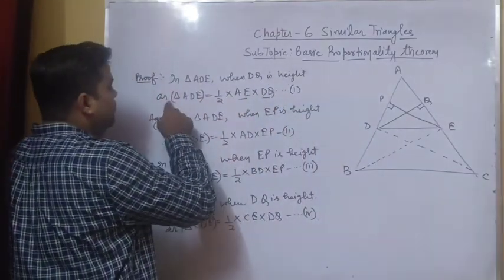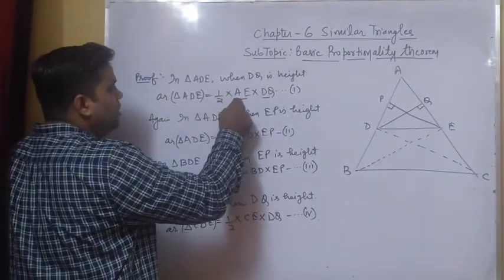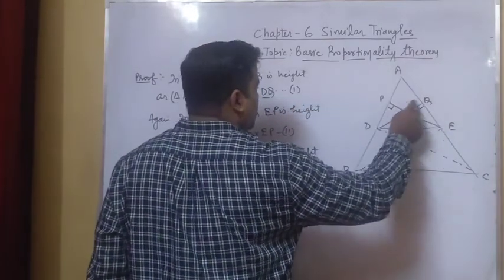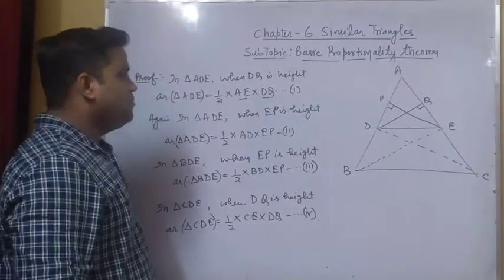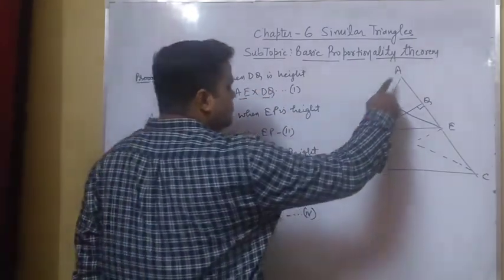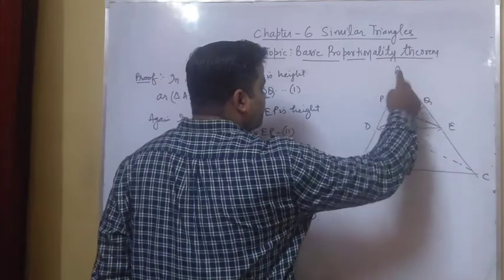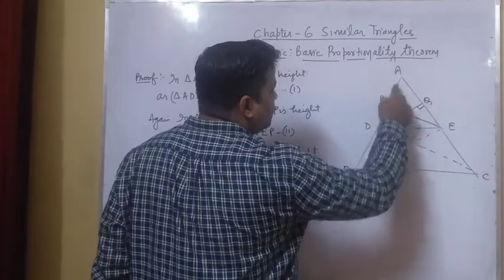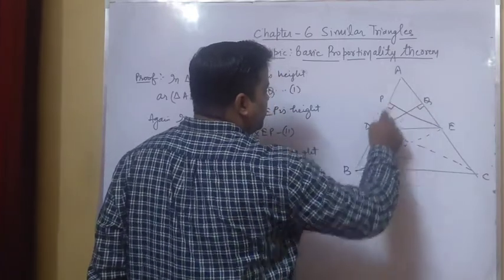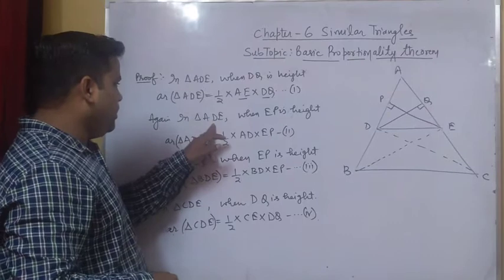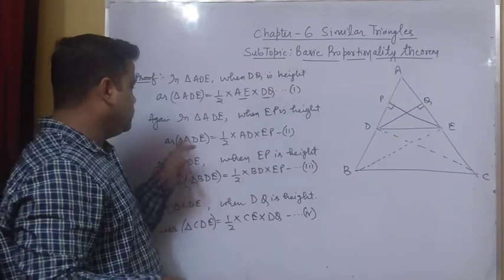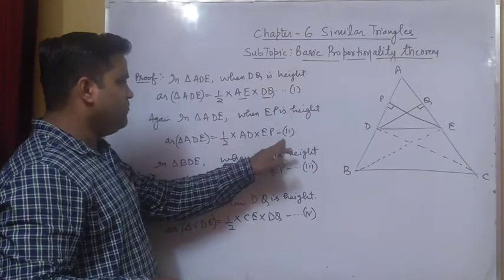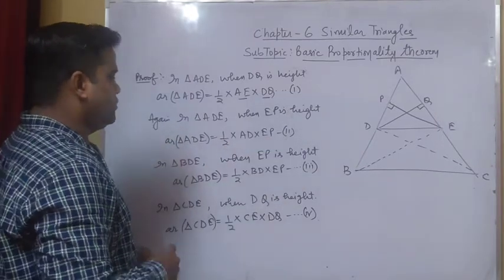So here we have triangle ADE. The area of triangle ADE is half into AE into DQ, where AE is the base and DQ is the height, and we consider it as equation number first. Similarly, in triangle ADE, EP is the height of that triangle and AD is the base. So when EP is height, we have area of triangle equal to half into AD multiply EP, and we consider it as equation number second.